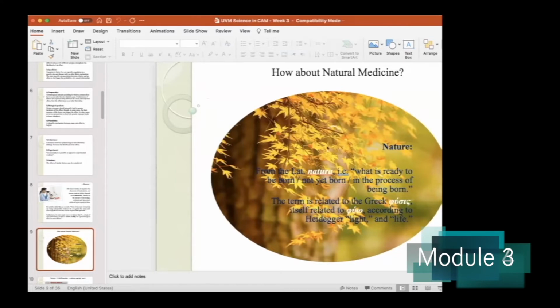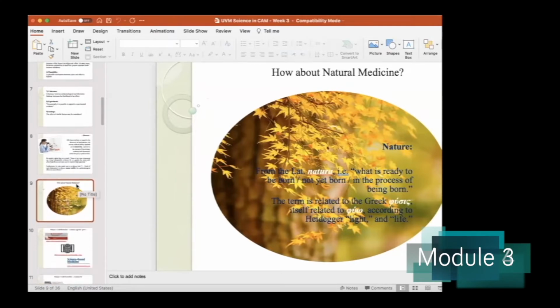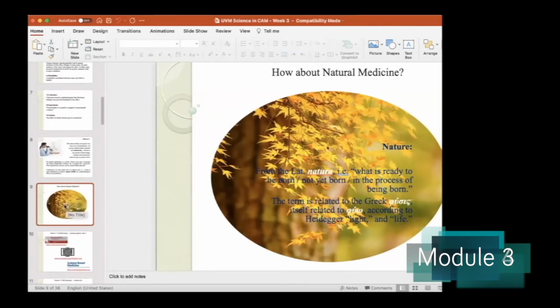And I will use this as a chance to give you some specific advice on what to consider for your career, where you want to become a natural practitioner. So we'll see what we mean by that. So what do we mean by nature in natural medicine? Well, the term itself comes from the Latin natura, which indicates what is ready to be born or not yet born or in the process of being born.